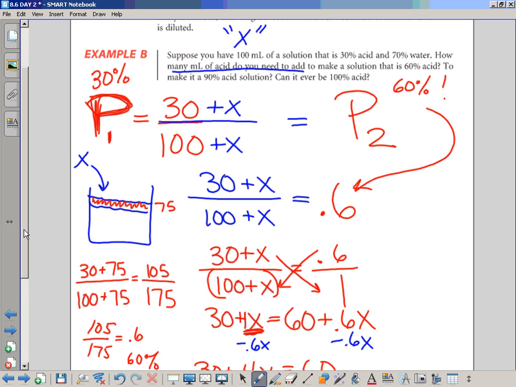Go ahead and answer the two follow-up questions. How much would you add to make it 90%? And then the question, could it ever be 100%? Answer those on your own and have them ready for class tomorrow. Also, complete number 4 from the green worksheet along with 1 through 3, which is the normal assignment for tonight.